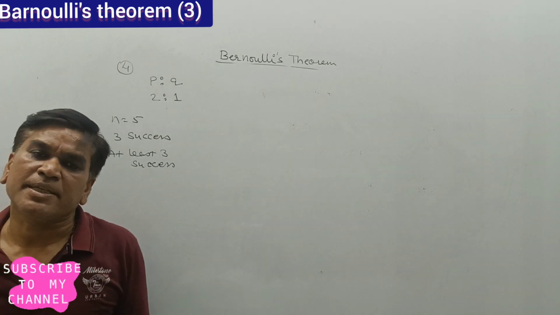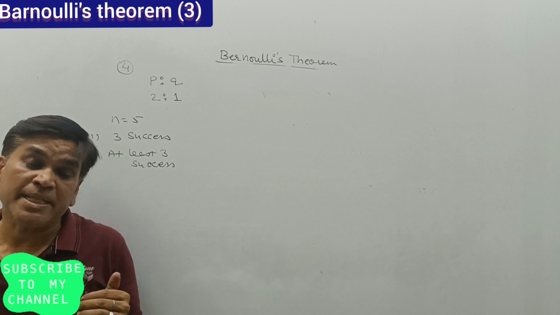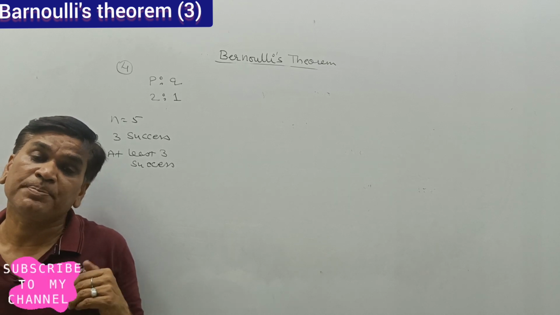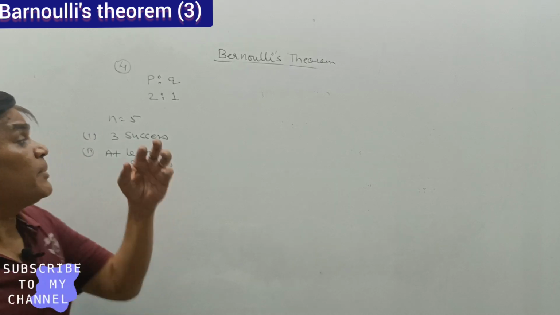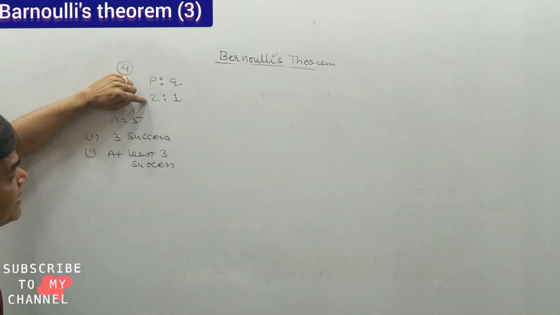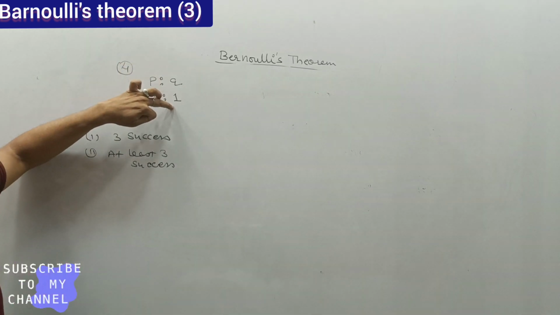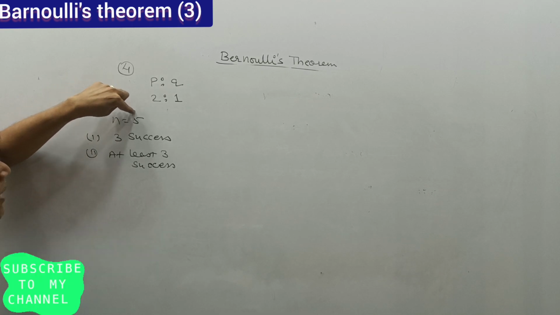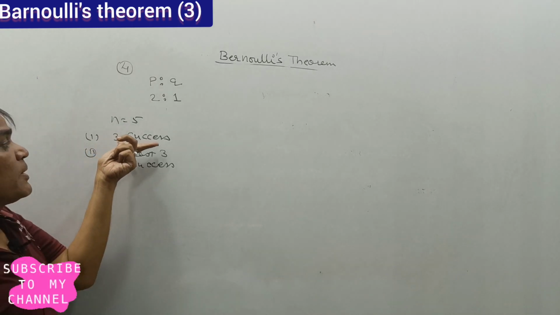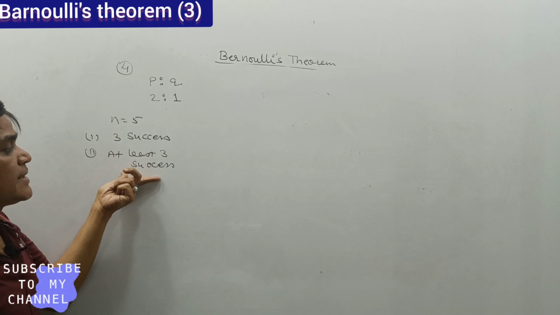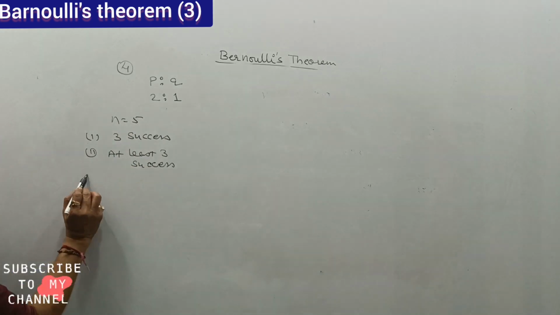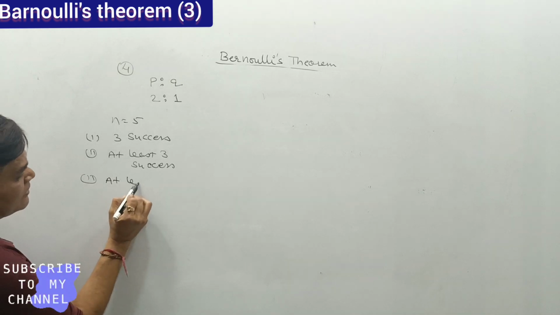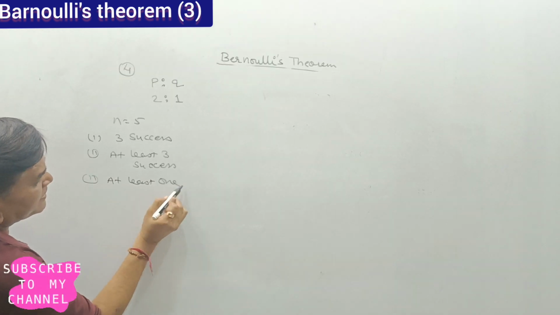The question is this: an experiment fails after twice success. It means the experiment succeeds 2 times and fails 1 time. The total number of experiments is 5. We are to calculate the probability of 3 successes, at least 3 successes, and at least 1 success.